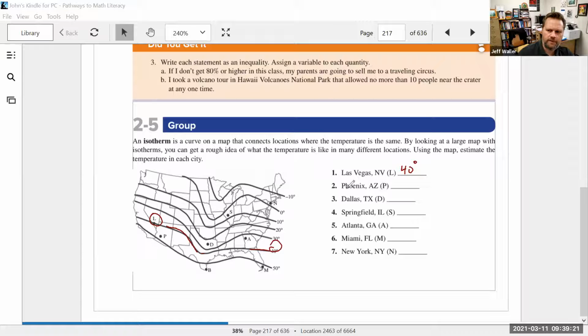What would be the estimate for Phoenix? Probably like 47 or 48. I like it. It's closer to the 50 than it is to the 40 line. So maybe 47, sure. So there are multiple answers that make sense. If you said 42, that's obviously wrong, because it's further away from the 40 line. It's closer to the 50 line.